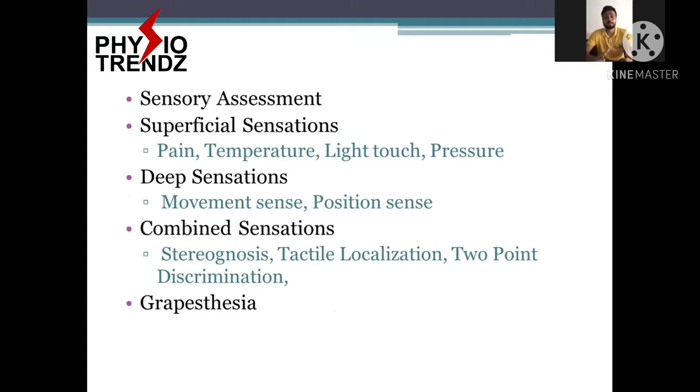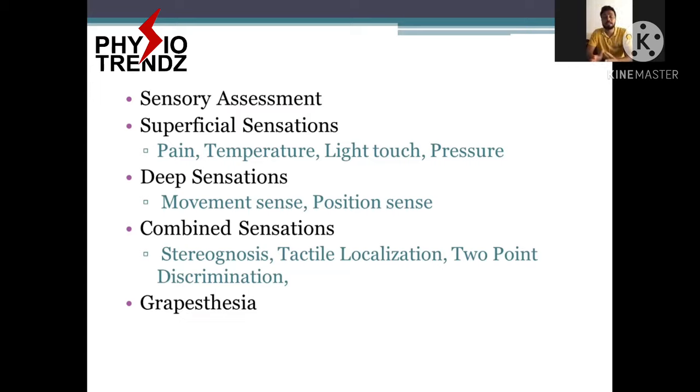In that, superficial, deep and combined sensations are taken. In superficial sensations, we take pain, temperature, light touch and pressure. In deep sensation, we take movement sense, which is also called proprioception, and position sense. Both of them are included in the joint proprioception. Then combined sensations can be stereognosis, tactile localization, and two-point discrimination.